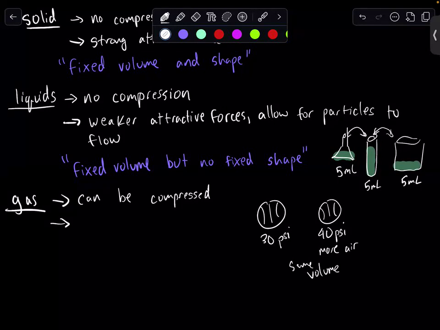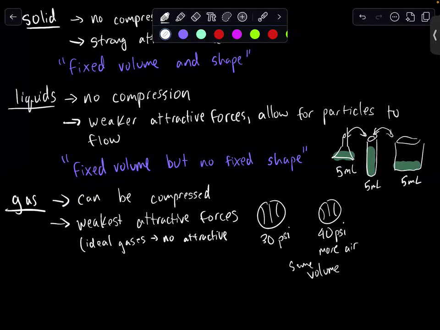Because you can compress the air, you can add more in, and the particles just get closer together. Furthermore, we say they have the weakest attractive forces. When we move into this idea called ideal gases, at the end of structure one, we actually assume that they have no attractive forces. For all intents and purposes, we generally assume that these particles don't attract each other. They don't influence each other at all.